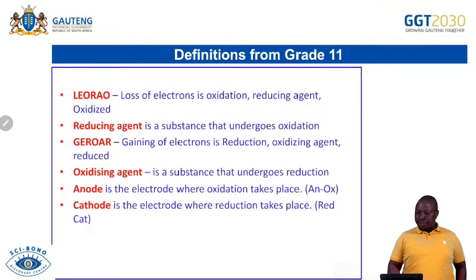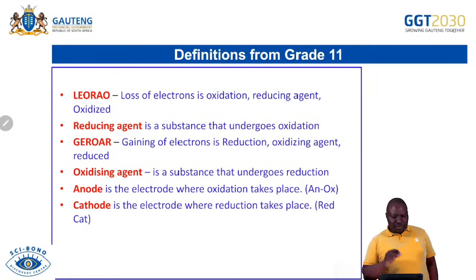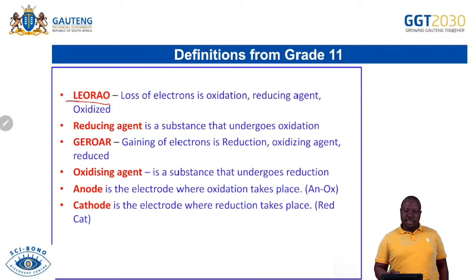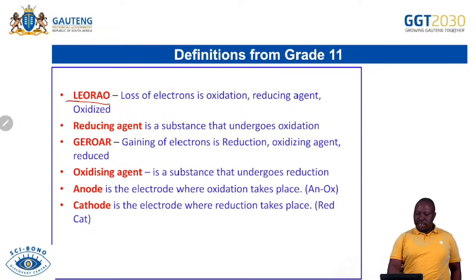Now, the definitions, as I was trying to use the mnemonics, you can see LEO RAO there, nicely said for you, to say loss of electrons is called oxidation. It's a reducing agent. Don't forget what a reducing agent is. We said it's a substance that undergoes oxidation, from there, reducing agent, and then it's oxidized. So you have to know what that stands for.